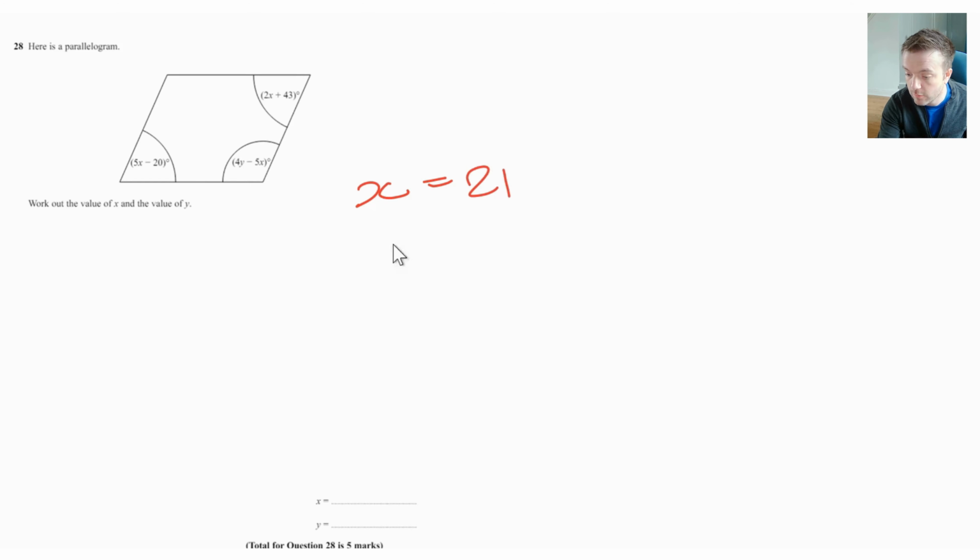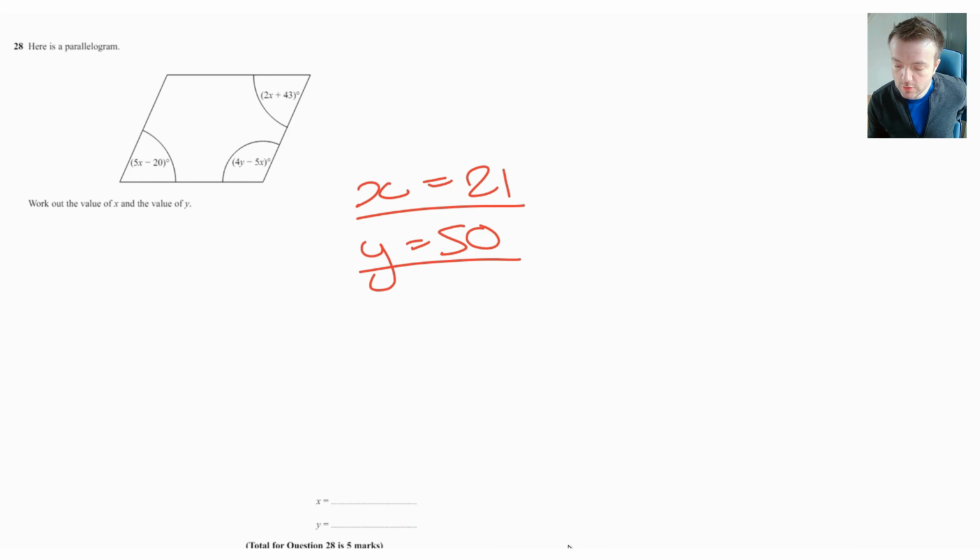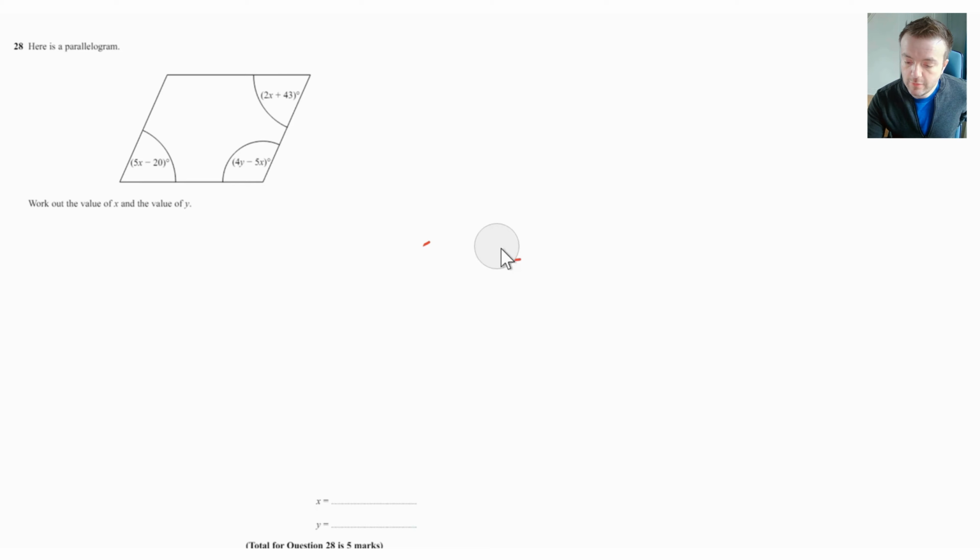Right, x is equal to 21, and y is equal to 50. Okay. Hopefully some of you got that. Like I say, tricky question. We're going to go over the solutions. Let's have a look at this one. Right, really tricky question, in all honesty. It's question 28, so it's the last question on the foundation paper. It definitely will be on the higher paper.